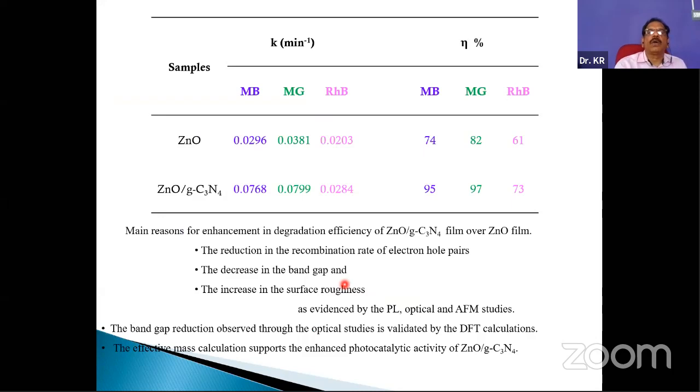When zinc oxide alone is used as a photocatalytic thin film, the efficiency for methylene blue is only 74%, for malachite green it is only 82%, and for rhodamine B it is only 61%. But when zinc oxide graphitic carbon nitride nanocomposite film is deposited on the stainless steel mesh, the efficiency increases tremendously: 74% to 95%, 82% to 97%, and 61% to 73%.